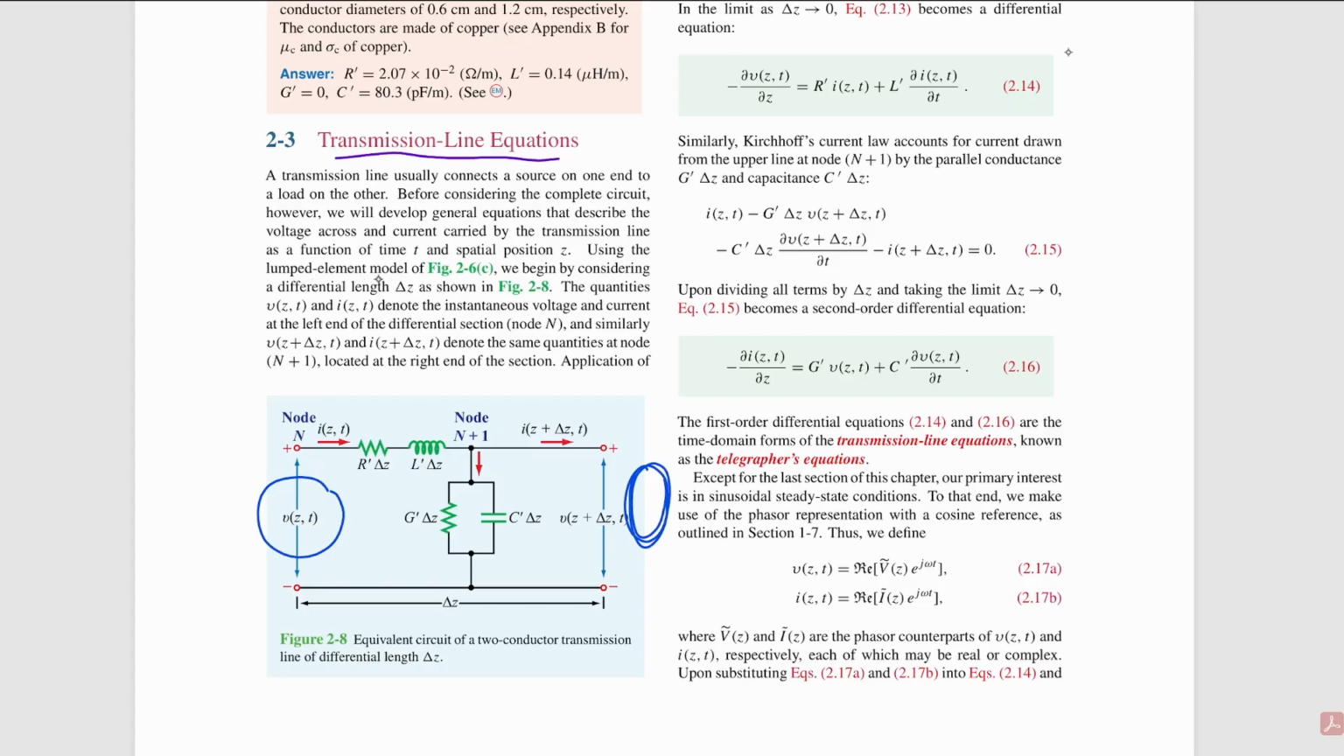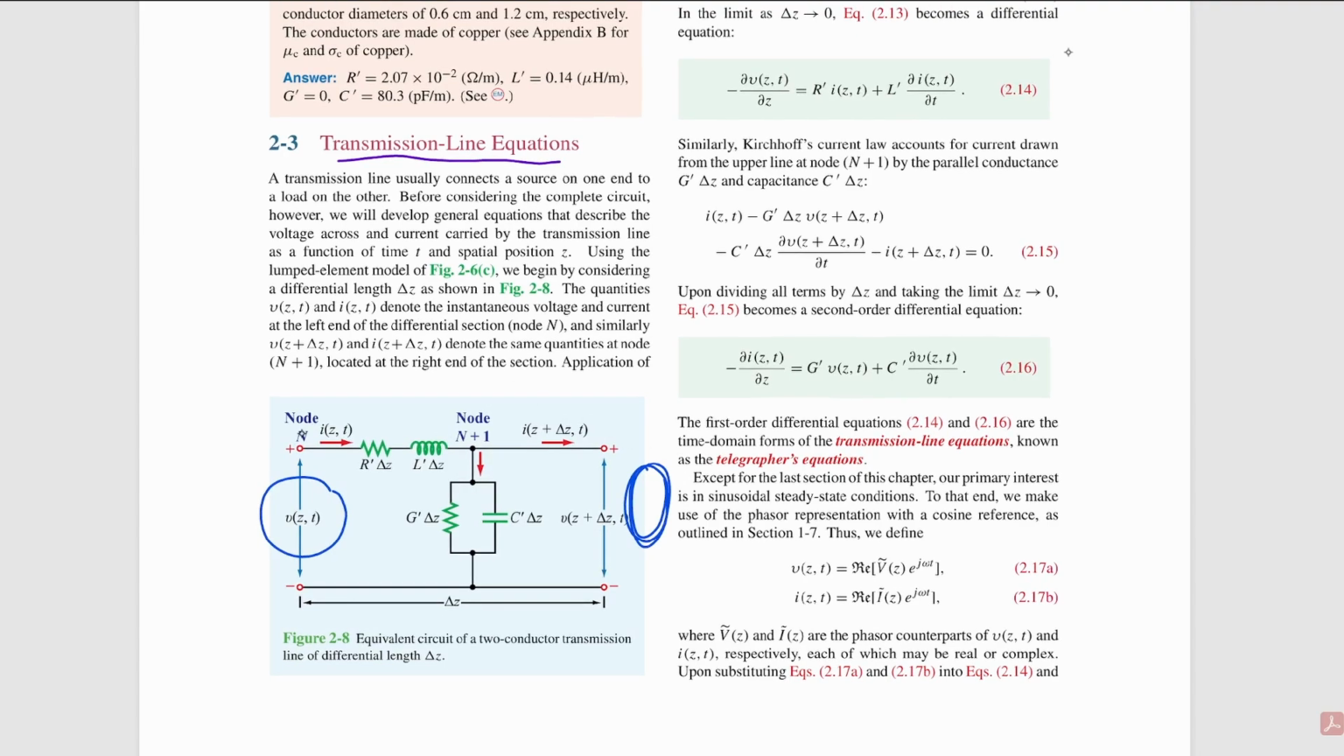Using the lumped element model of figure 2.6c, we begin by considering a differential length delta z as shown in figure 2.8. The quantities V and I denote the instantaneous voltage and current at the left end of the differential section, node N, so right here. And similarly, V(z + delta z, t) and I(z + delta z, t) denote the same quantities at node N plus 1, located at the right end of the section.